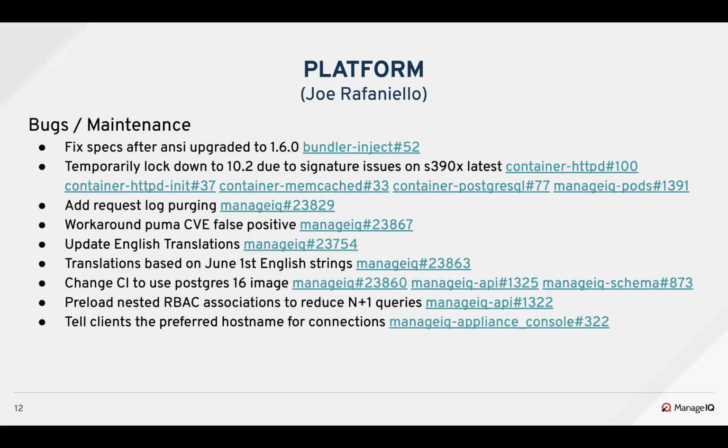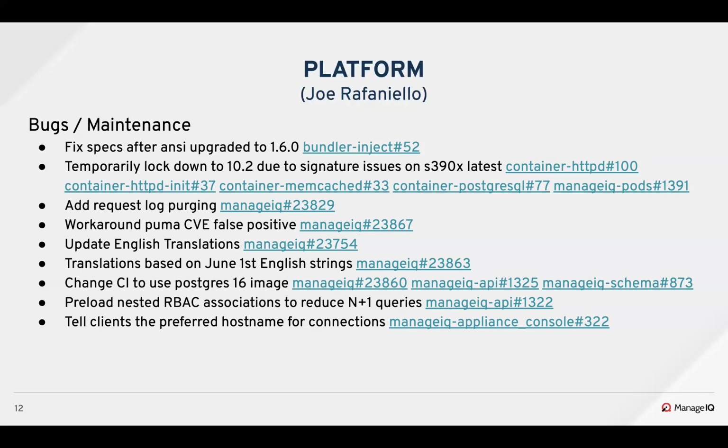For bugs and maintenance this sprint, in Bundler Inject, Jason fixed specs after the ANSI gem was upgraded. In pods and in the container repos, Brandon temporarily locked down to UBI 10.2 instead of latest due to a signature issue. I added the request log purging in core. Request log purging is a far more surgical fix and doesn't have the issues that led to reverting the more general request purging. In core, I worked around a Puma CVE false positive, causing our security test to fail.